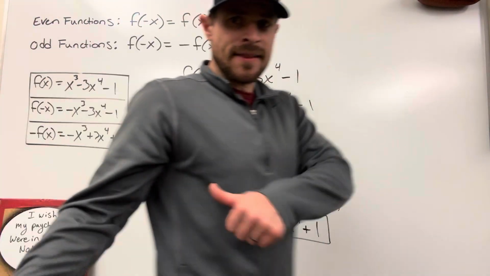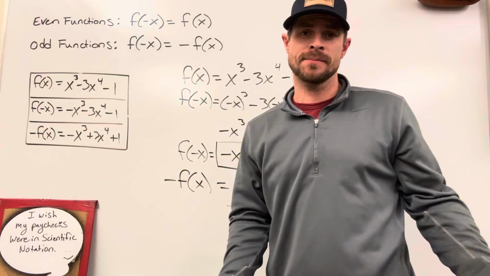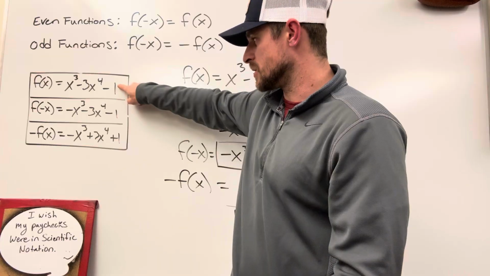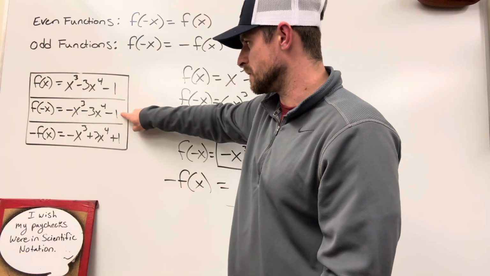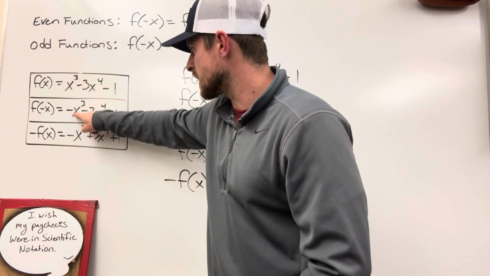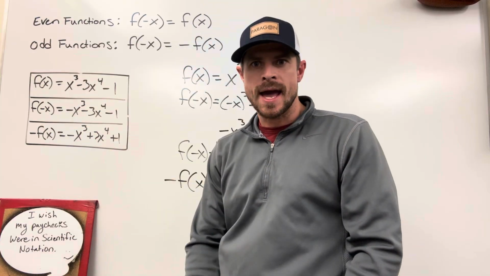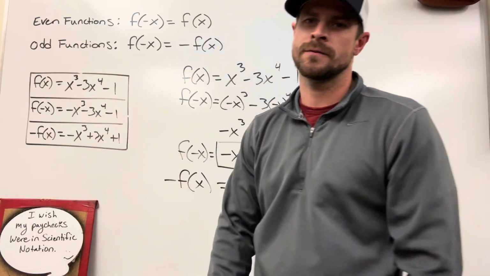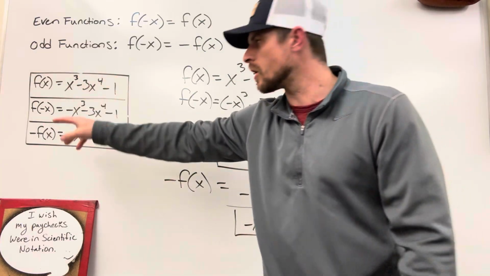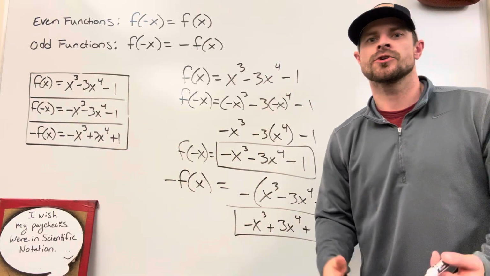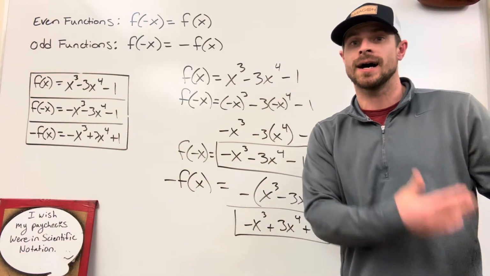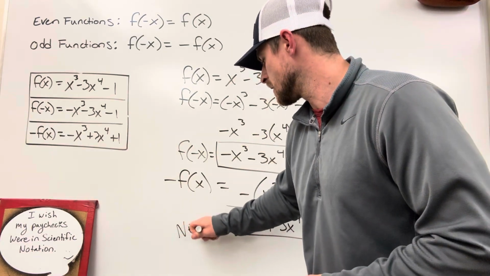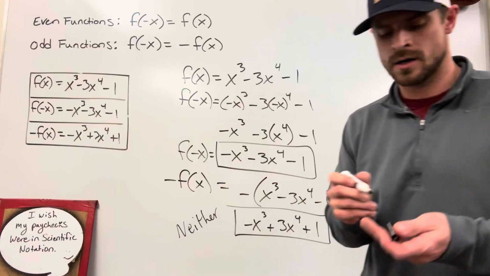Okay, now that I have what I have in this chart, I just got to find some matches. We've already confirmed those don't match. Does this match to the original, or does this match to f of negative x? Let's find out. Negative x cubed, negative x cubed. We might have a match. Negative 3x to the 4th, positive 3x to the 4th. None of these match up over here. They're all slightly different to some extent. So this would not be even, nor would it be odd. This is a neither function. So this is neither even or odd.